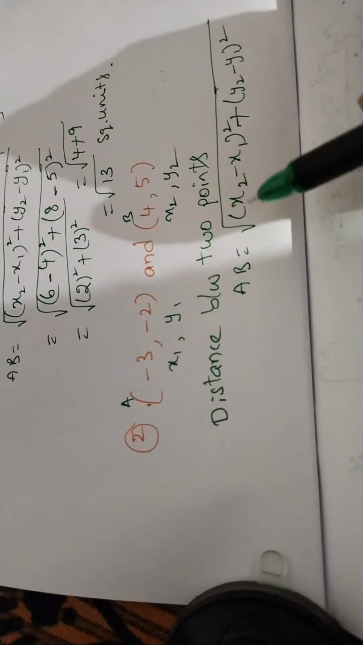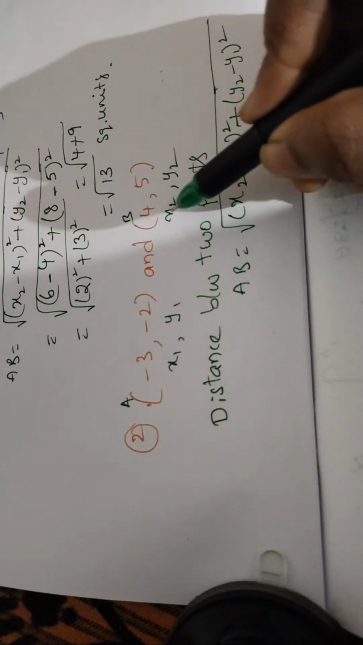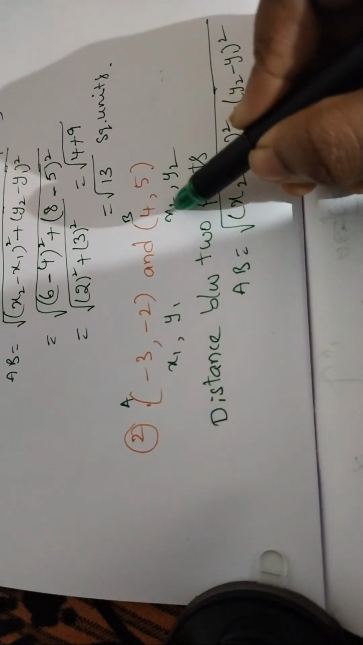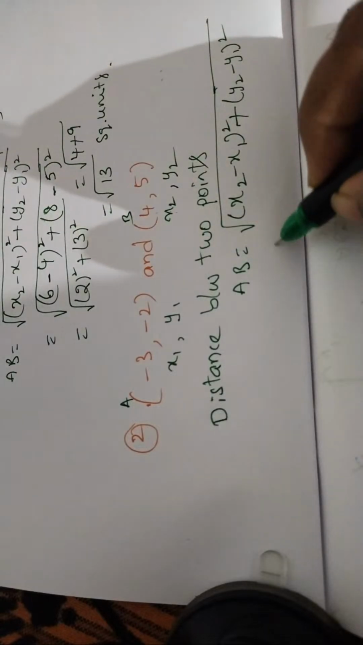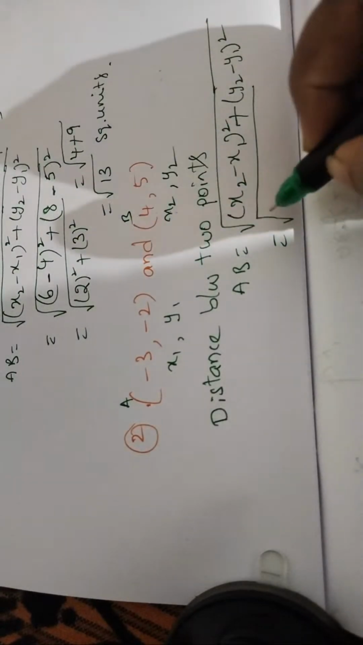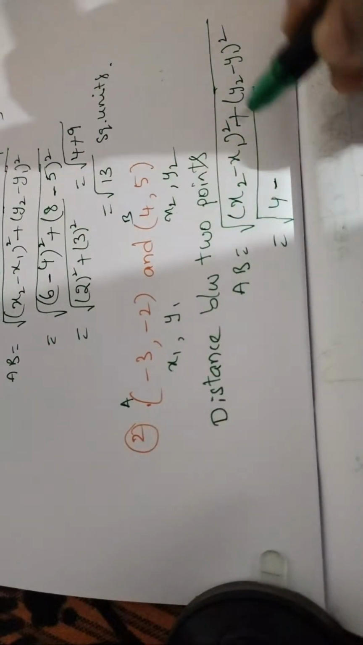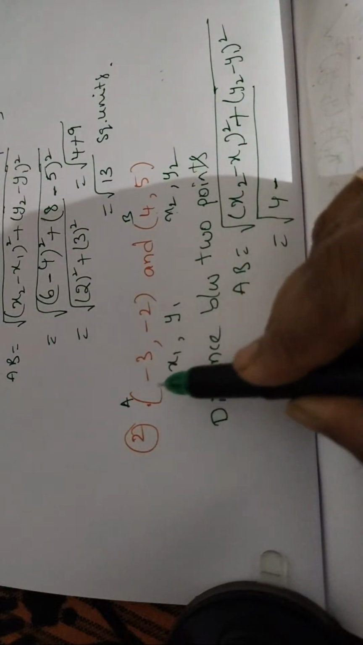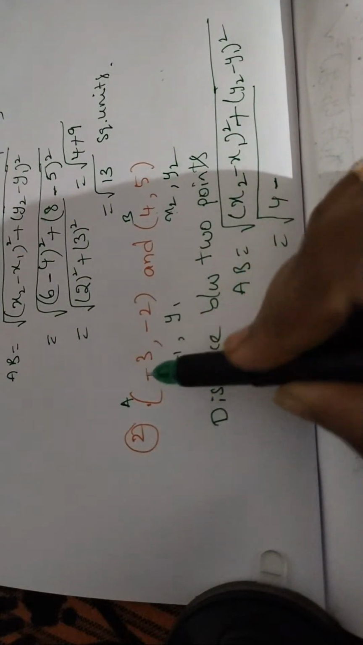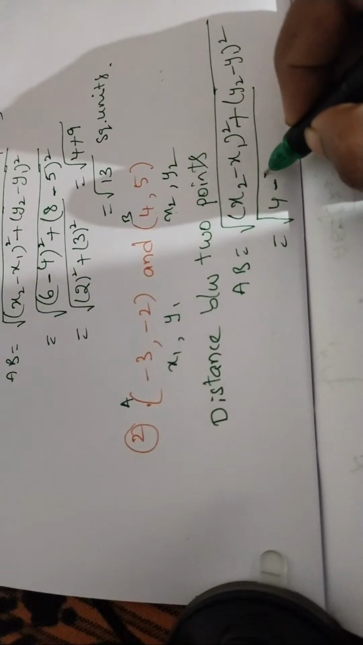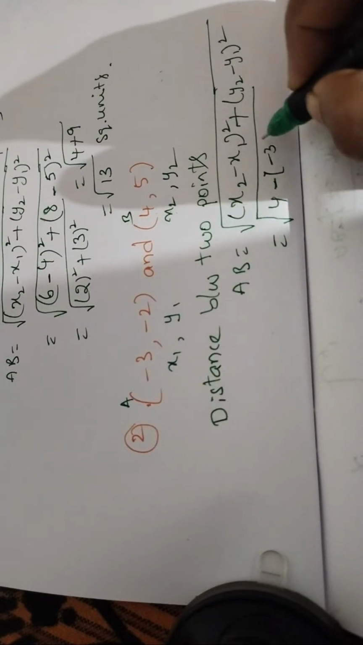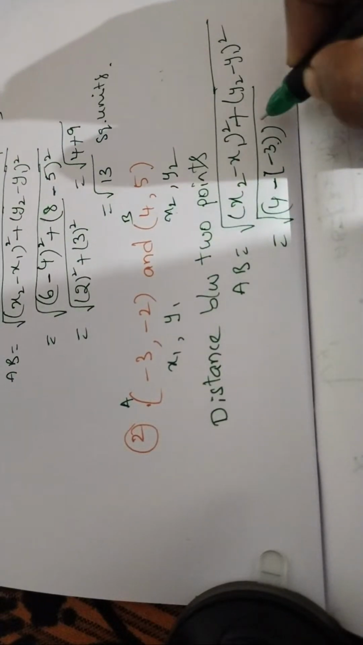Now write these values. What is the x2 point here? 4 is the x2 point, so write 4 minus x1. What is x1 here? Minus 3. So x1 is minus 3, whole square.